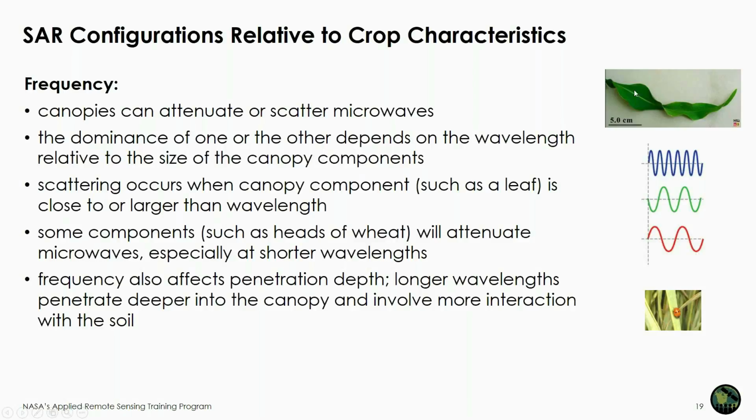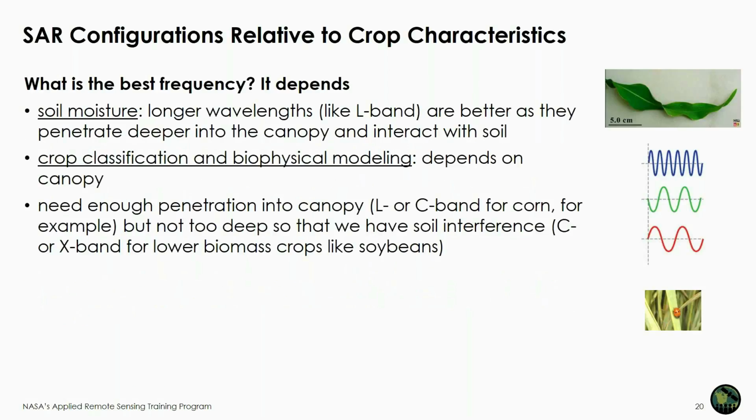So if we have large canopy components, this is a corn leaf, for example, we will have more direct scattering from that corn leaf, particularly if the radar wavelength is quite small. In other cases, such as wheat, for example, we can see attenuation of microwaves, especially if we're looking at shorter wavelengths. The frequency also affects the penetration depth into the canopy. So with longer wavelengths, such as L-band wavelengths, we'll see a greater penetration into the canopy. And that means that there is more multiple scattering that can happen within the canopy and greater multiple scattering between the canopy and the soil surface as well.